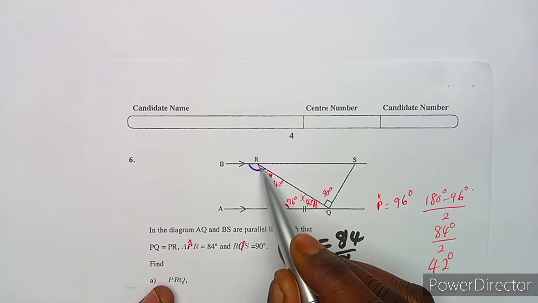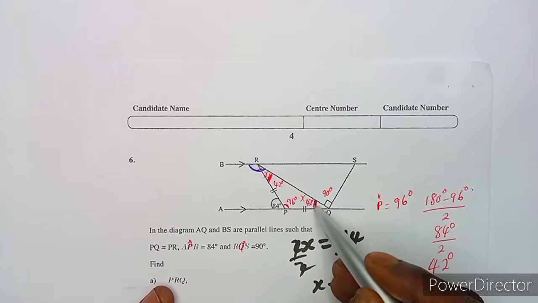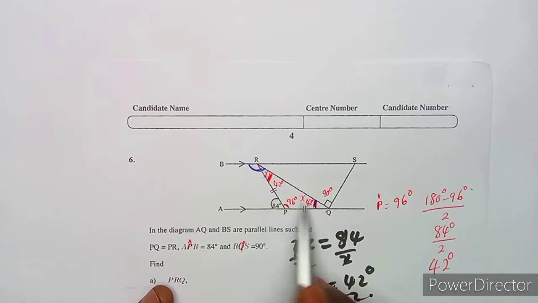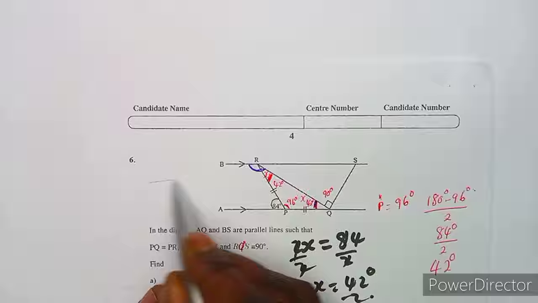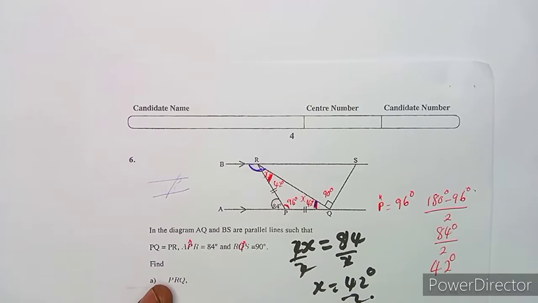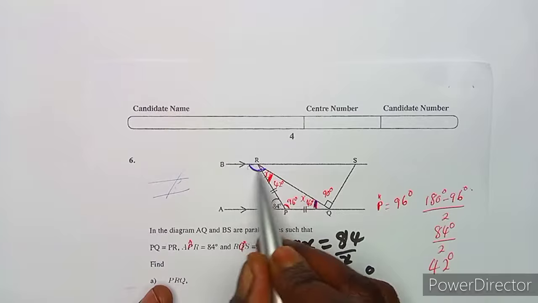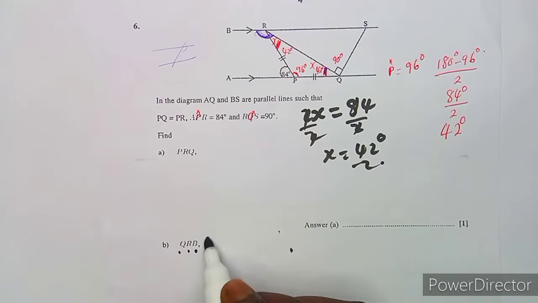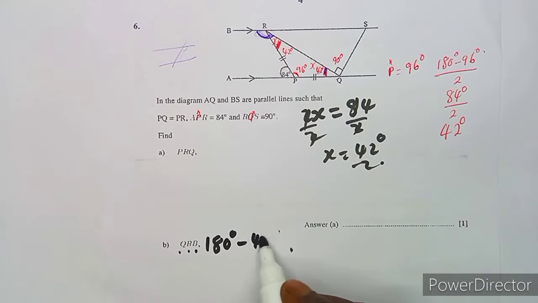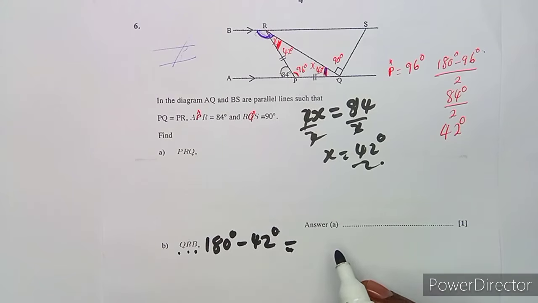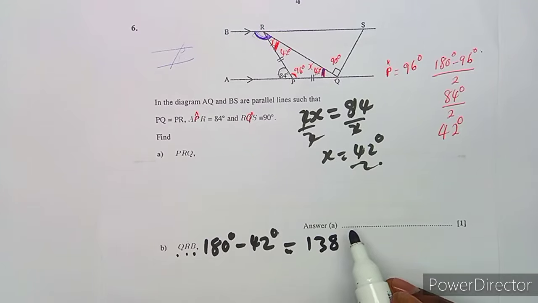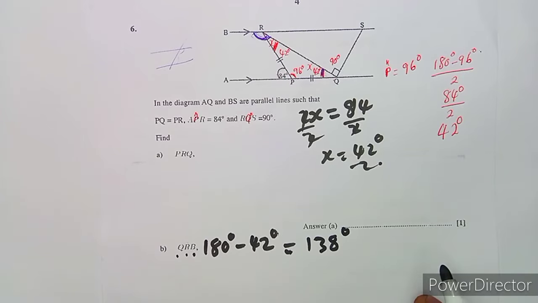So QRB, the whole of this angle, and this angle here, 42, the one that we said this one and this one are equal. These two must give us 180 degrees. Why? We are talking of co-interior angles. They add up to 180. So to find QRB, I'm going to subtract this angle from 180. So my QRB is going to be 180 minus 42, which is going to give us 138 degrees. So that's my QRB, just like that.